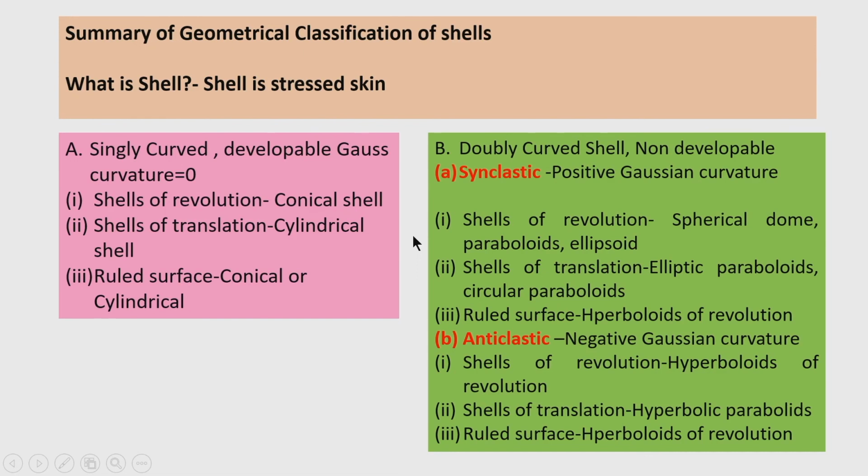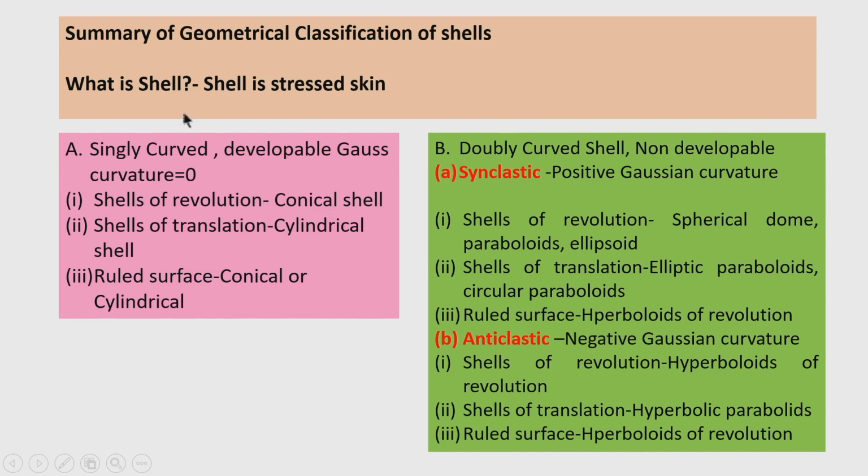Let us summarize the classification of the shell. Now, in this class, shell is classified based on the curvature. So, I have given the geometrical classification, and I have defined shell as a stressed skin. Broadly, there are two classes, singly curved and doubly curved. In singly curved shell, the Gaussian curvature is 0. In doubly curved shell, the Gaussian curvature is non-zero, but it may be positive, it may be negative. When it is positive, it is known as synclastic shell, and when it is negative, it is known as anticlastic shell.